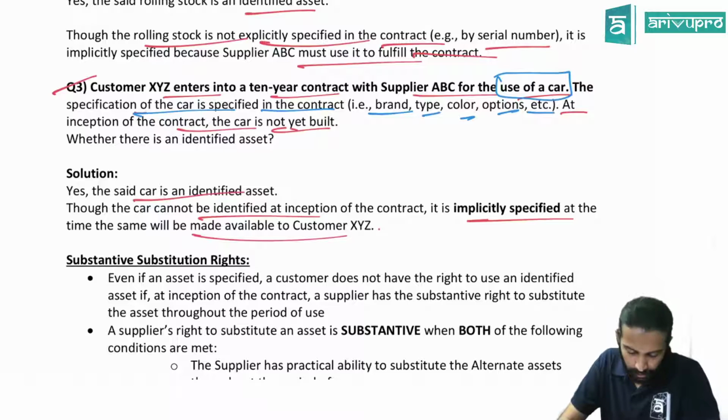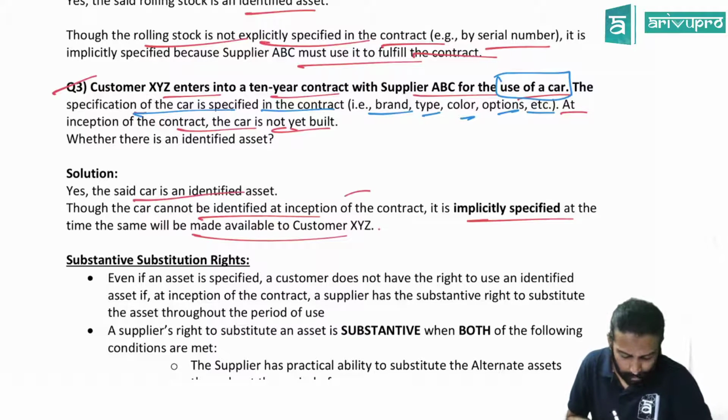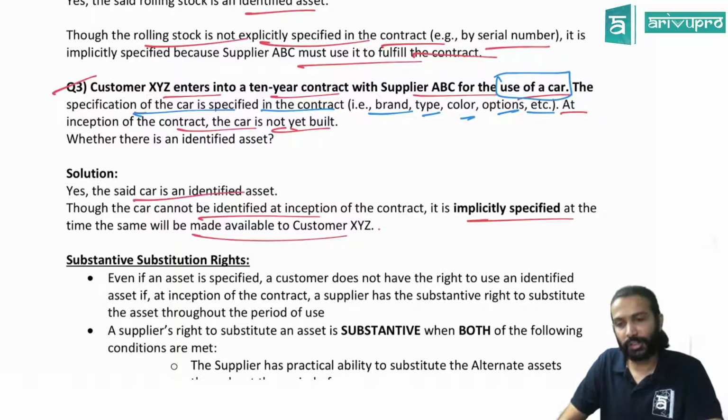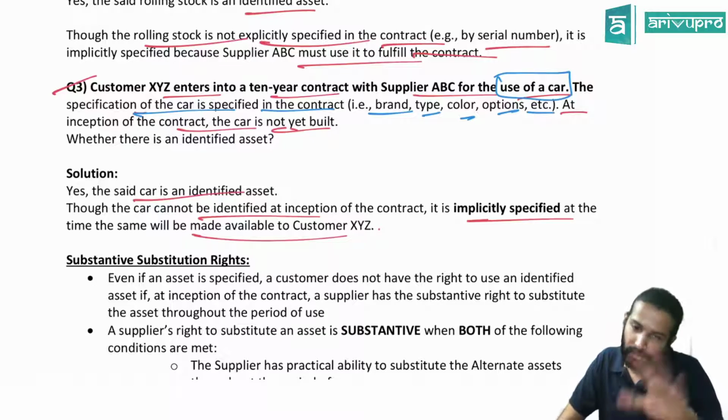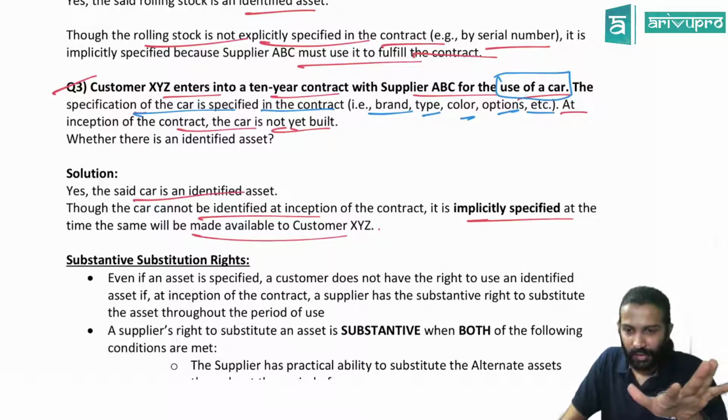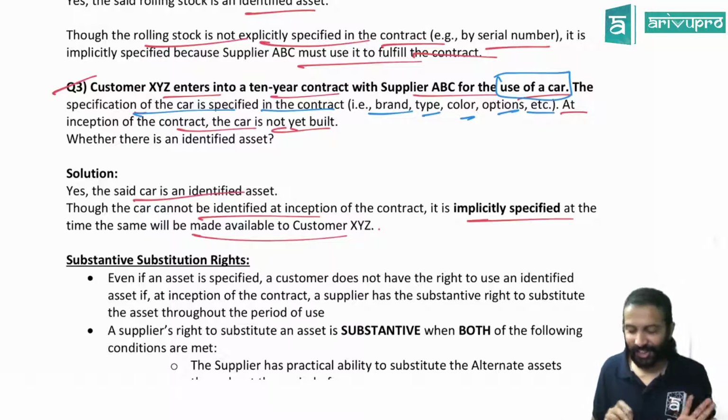Whether it becomes a lease or not, sir, lease means 4 features, not just one. Here only one feature is getting satisfied. What is that one feature? Identified asset. The second feature, right to control, is also there. But for the time being, let's not talk about lease.